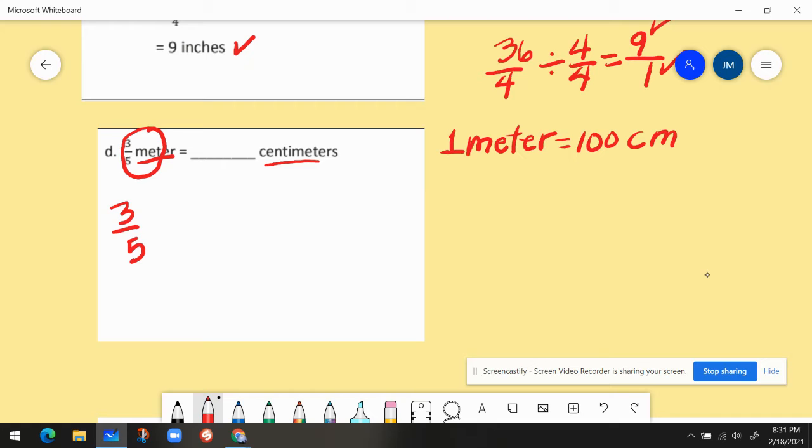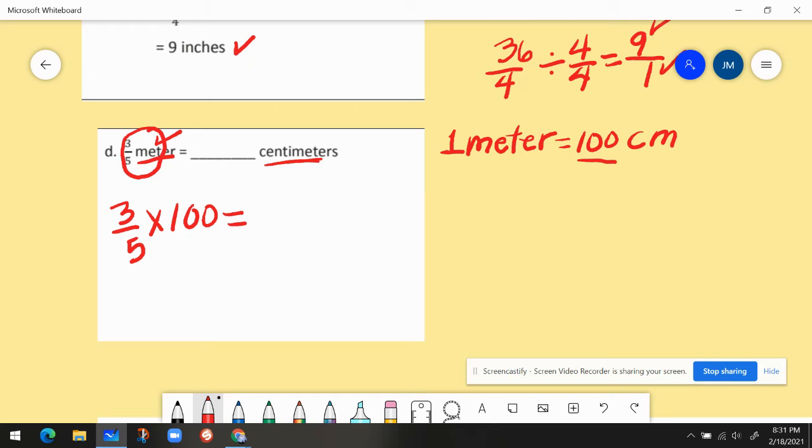3/5. Instead of writing a meter, we're going to write it in centimeters, because we have to convert it to centimeters. So it's 3/5 of a meter, and a meter is 100 centimeters.